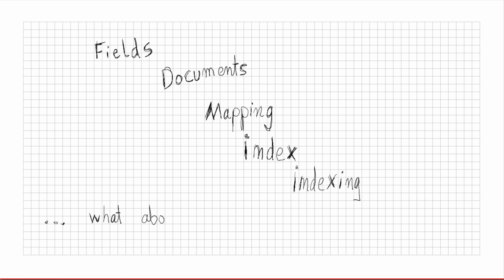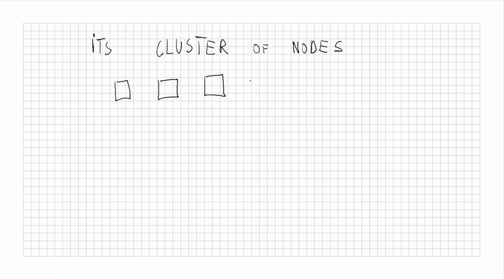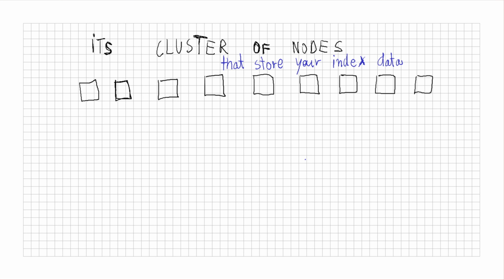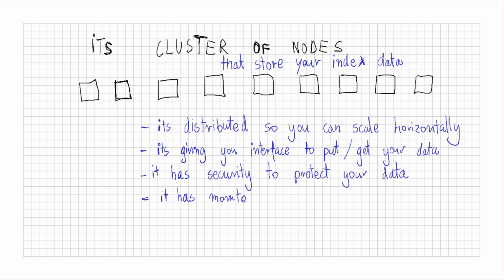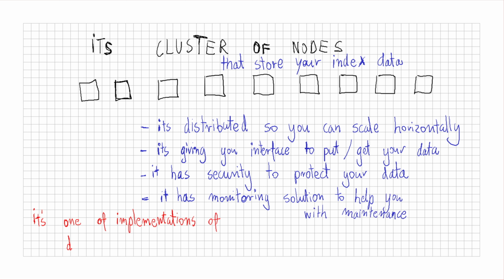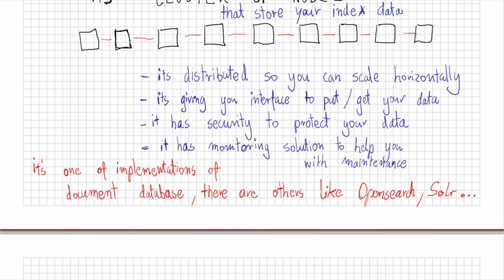Now you know fields, you know documents, you know mappings, indexes, and indexing. So where does Elasticsearch come into the picture? Elasticsearch is a cluster of nodes that store your indexed data. It is distributed so you can scale horizontally. It provides an interface to put and get your data. It includes security features to protect your data. It offers monitoring tools to help with maintenance. Elasticsearch is one implementation of a document database. Others include OpenSearch or Solr.